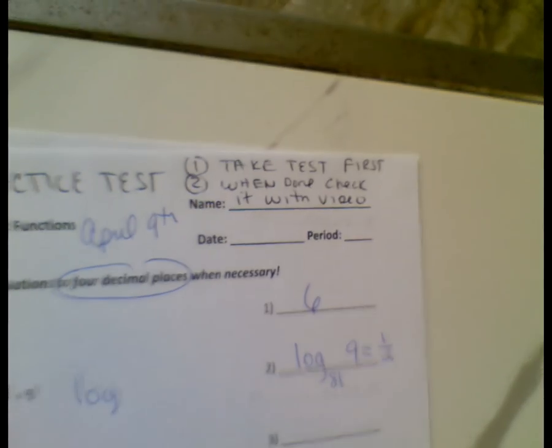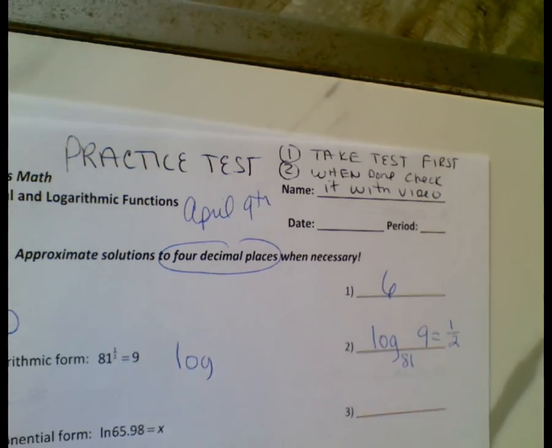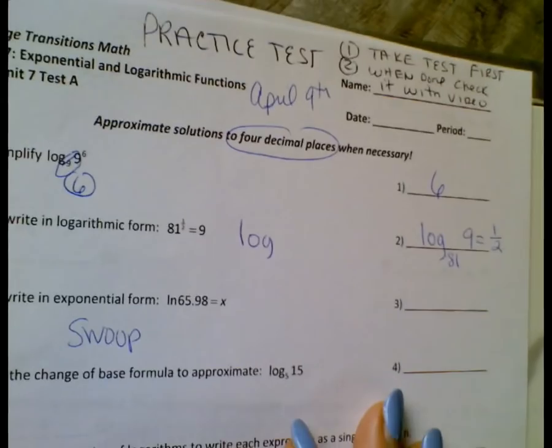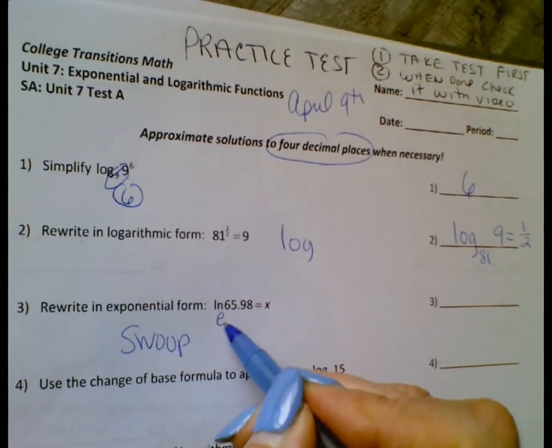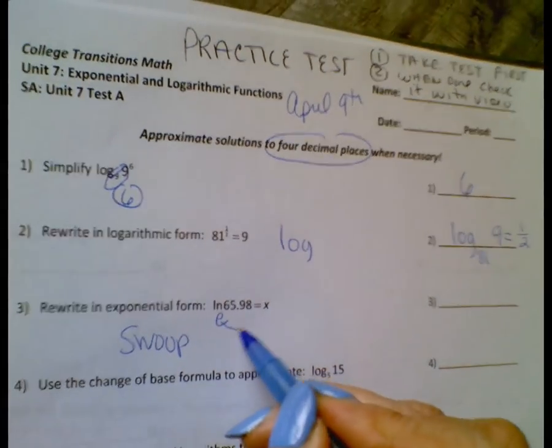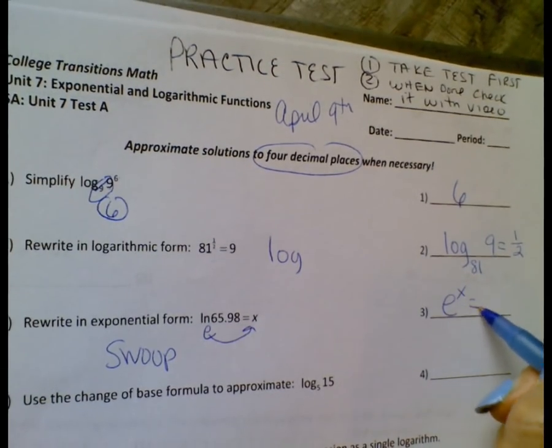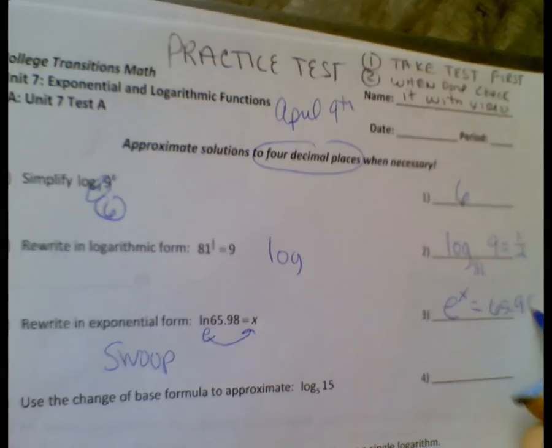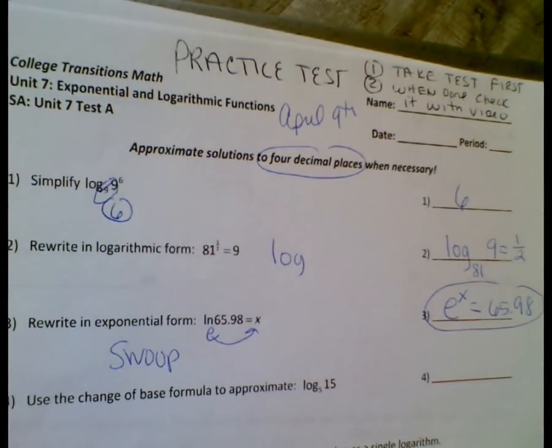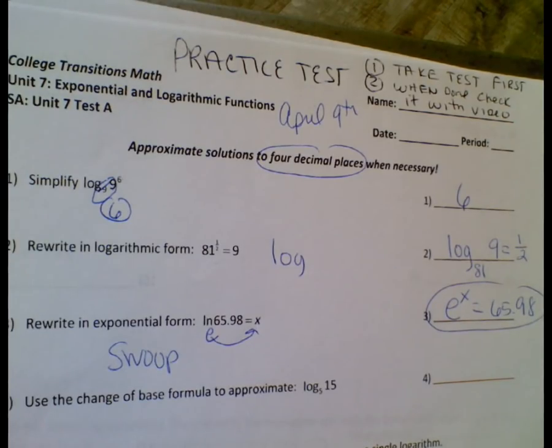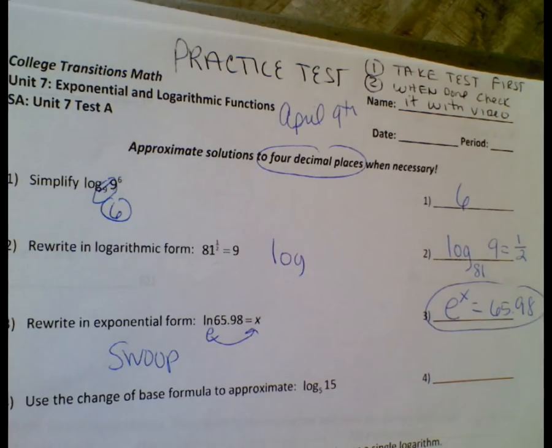To write something in exponential form, you might want to give yourself the word here. Whenever you're trying to put something in exponential form, you want to write the word swoop. So we put the base in there. The base is e. So it's going to be e to the x. E to the x equals 65.98. The only thing that's raised is the x. This is really blurry. Sorry about that.